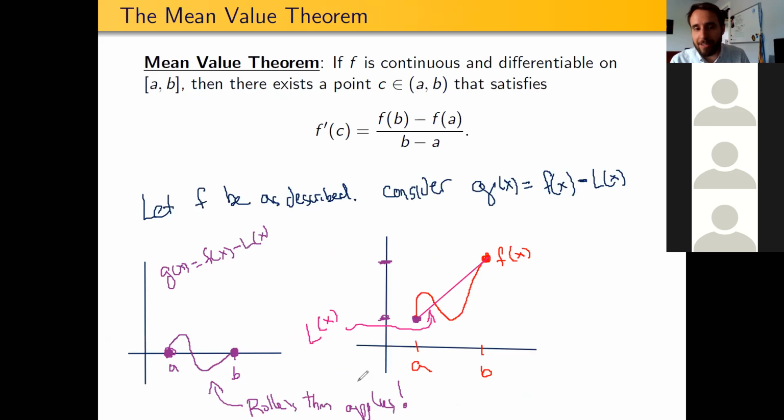We can get a result that says that there is some point C, maybe this point, at which g prime of C equals 0. And if g prime of C equals 0, that means that f prime of C equals L prime of C. And that means that our line here is going to be parallel to the line given by L of x. So we've got this is our corresponding C here.